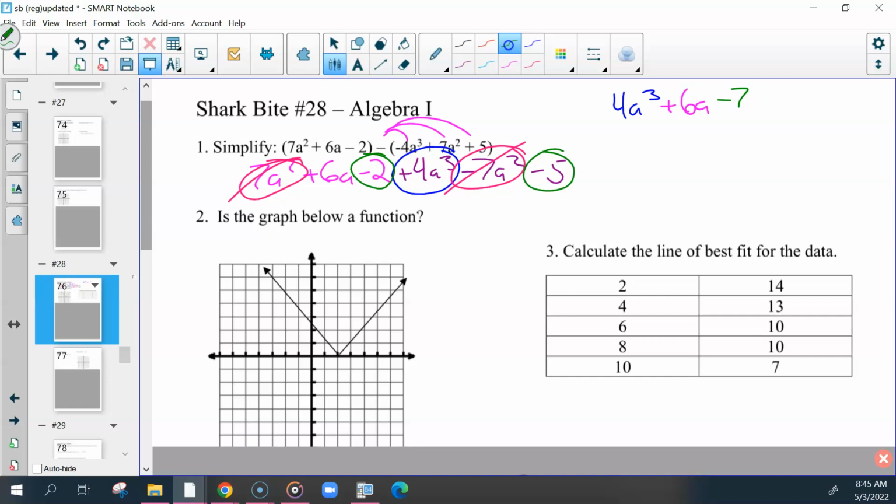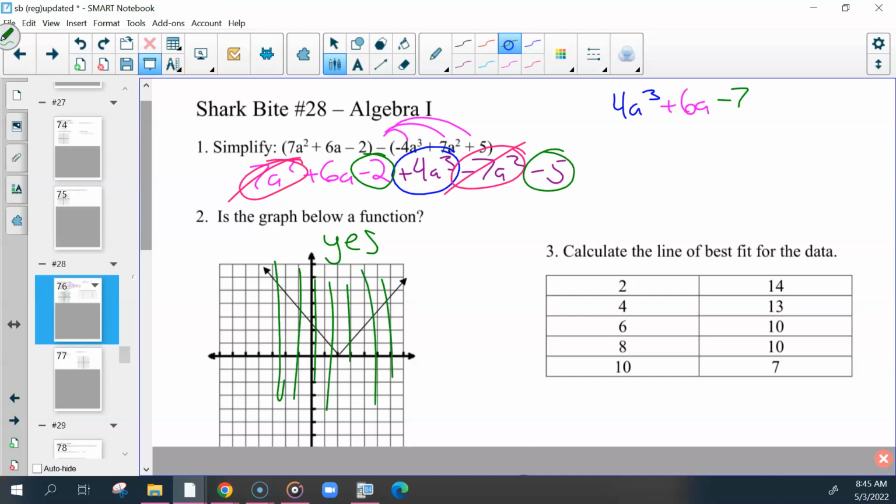Questions on that one? Number 2, is this graph a function? Yes, it passes the vertical line test. It does not touch any place more than once.